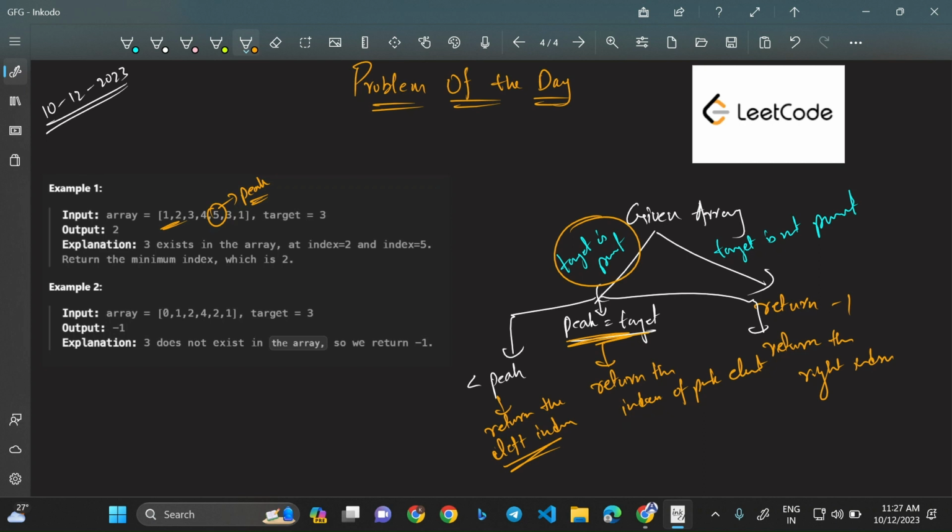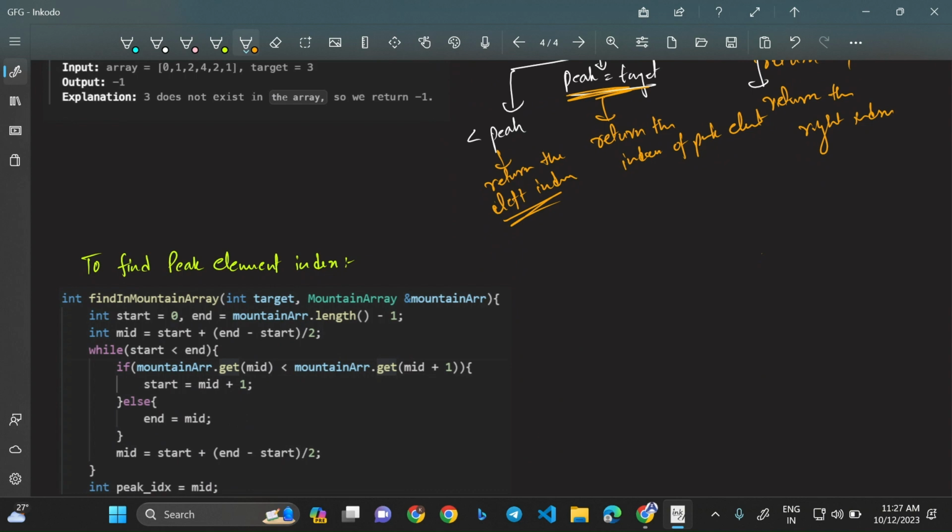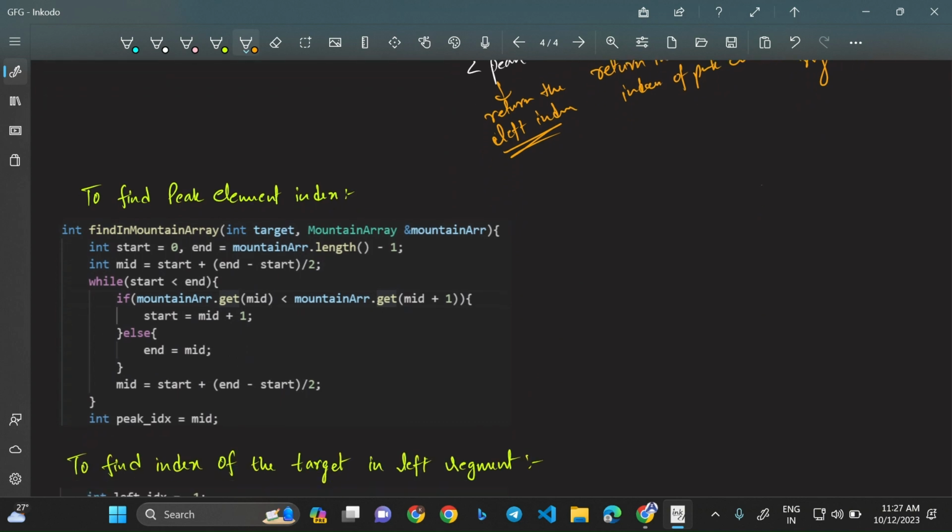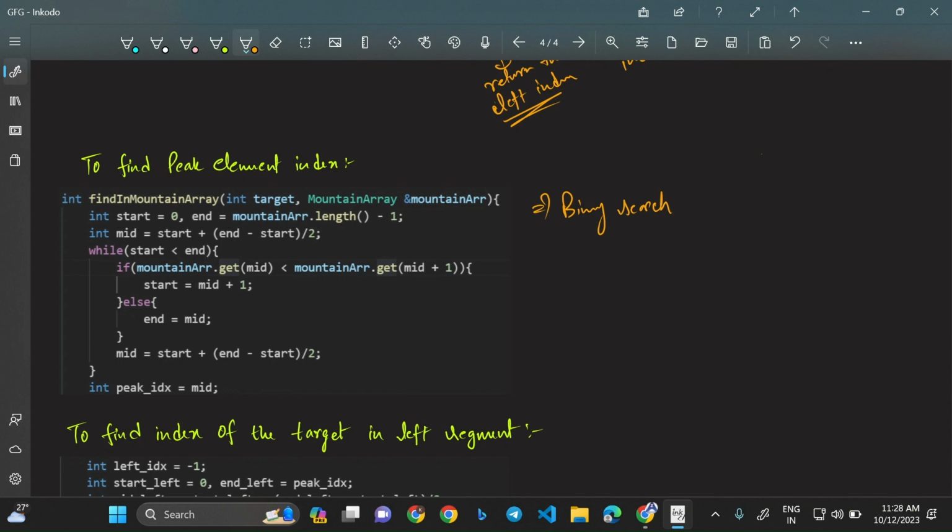So we have understood the approach, how we are going to tackle this. The very first task is to find the peak element index, and for that we're going to do a binary search. Everything is binary search, because it's two sorted arrays that got combined and given to us, and that is nothing but the mountain array. There's a left segment and a right segment. Left is sorted in increasing direction, right is sorted in decreasing direction. So make use of these sorted properties. First thing is to find the index of the peak element.